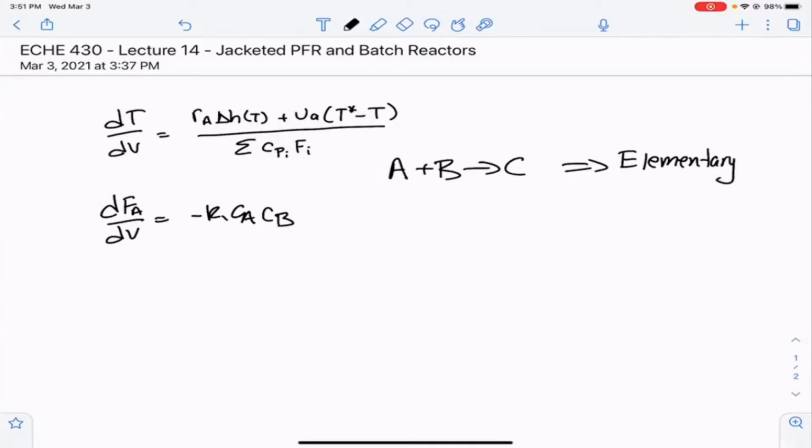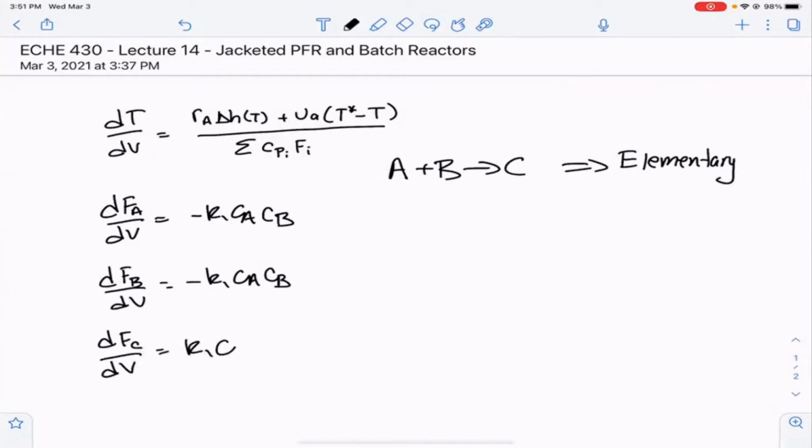Okay. And we can just as easily write rate laws. dF_B/dV equals minus k1 times C_A C_B for component B. And by stoichiometry, dF_C/dV equals k1 times C_A times C_B.